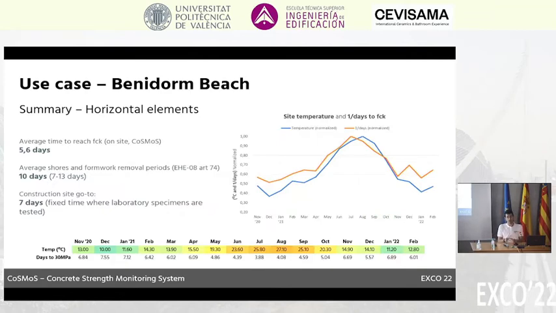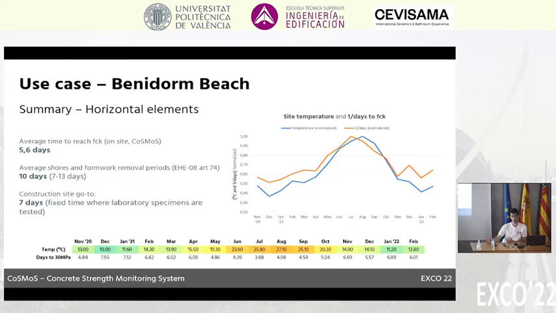So knowing that already, we will see a summary of the results for horizontal elements. The average time to reach concrete specifications with CoSMoS was established, after the whole monitoring between November of 2020 and February of 2022, at 5.6 days. A bit more than 7 during winter and a bit less than 4 during summertime. If we compare it to the legislation, the EHE, we see that on average they account for a period of 10 days for the shores and formwork removal, which is 7 days for summer months and 13 days for winter months based on temperature conditions on site, which is already quite a difference.